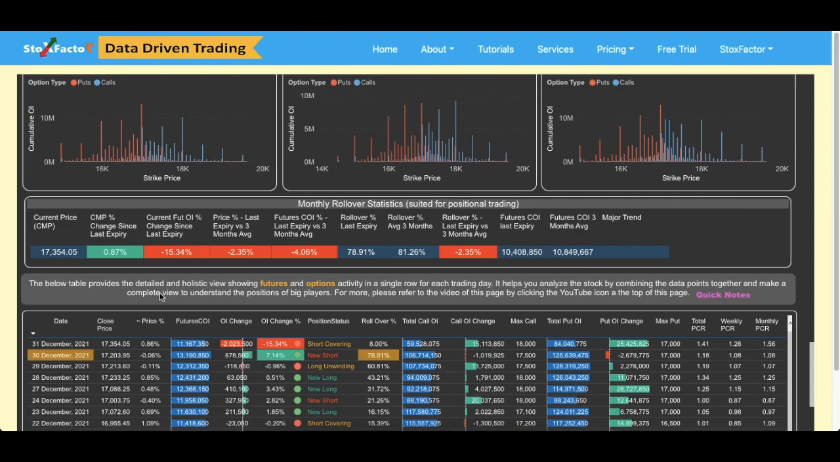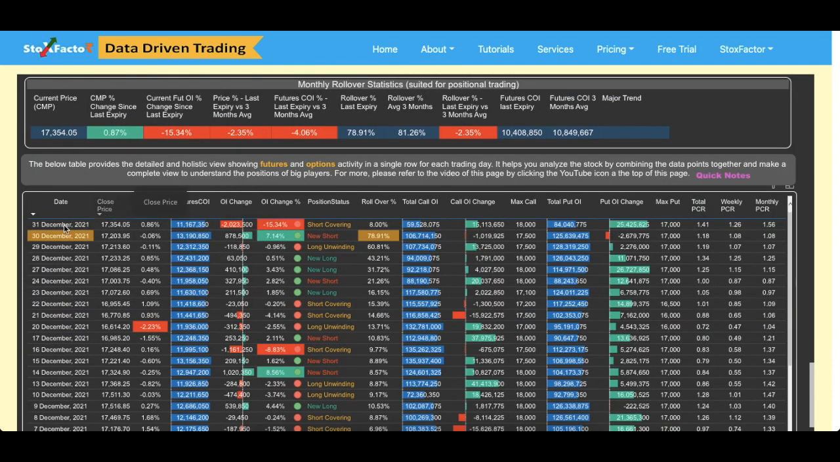The only thing to be taken care of is that when you are analyzing the first trading day of the next series just after the expiry, you will compare futures cumulative open interest for the first trading day with the rollover cumulative open interest for the expiry day, right? We will now discuss how we can do that. Now let's look at the 31st December futures cumulative open interest data, right?